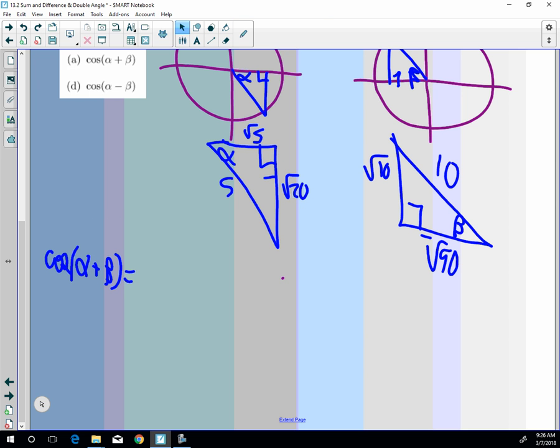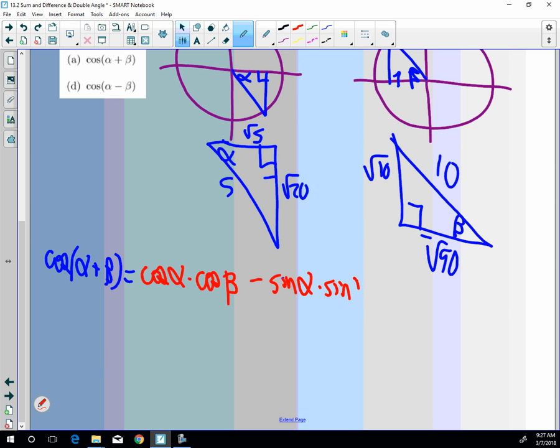Right? So you're going to take that formula, and you're going to go cosine of alpha times cosine of beta minus sine of alpha times sine of beta. You use the alpha triangle, cosine and sine. Use the beta triangle for cosine beta and sine beta, and just plunk them in. Put them into the formulas. Do the same thing for cosine alpha minus beta. Same thing. But put a plus sign in between.